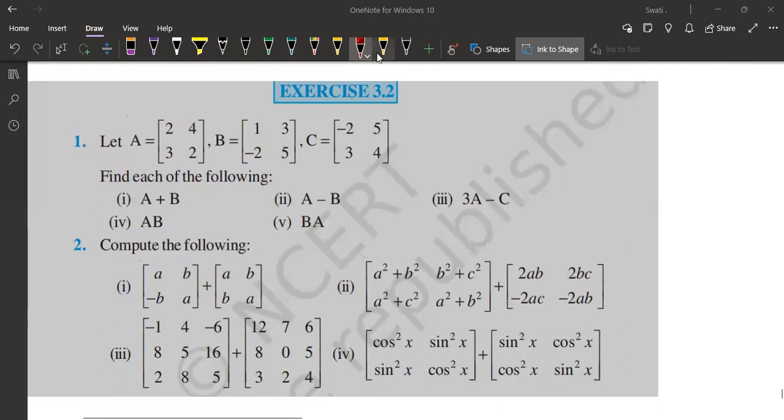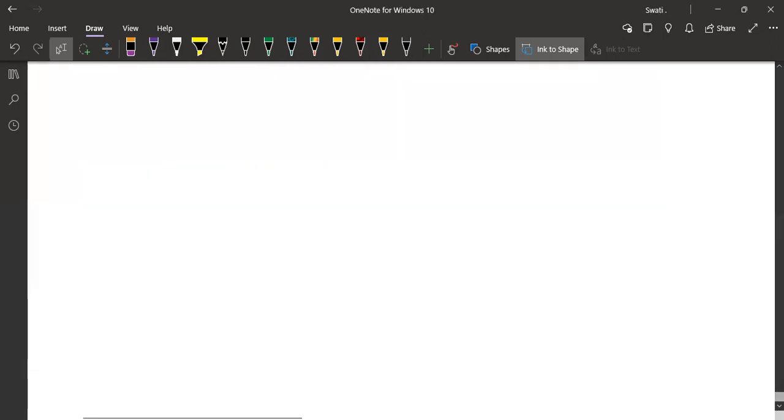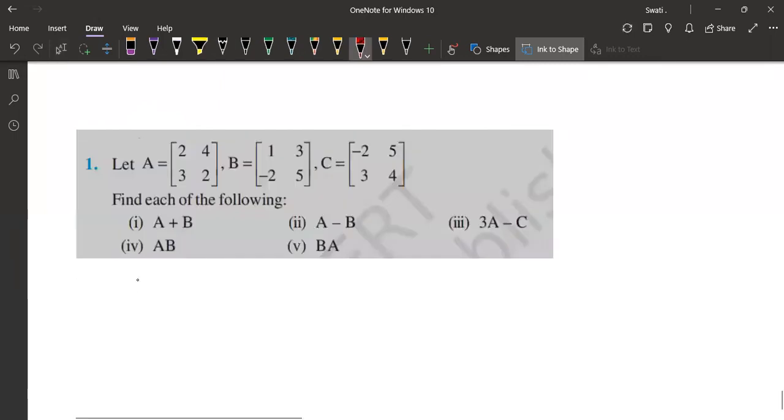The very first thing that we have to do is find A plus B, and then A minus B, then 3A minus C, and then AB, and then BA. So for that, I'm going to write down this question below, and I'm going to start with the solution. So the first question, and here we go. Let's start with the solution.